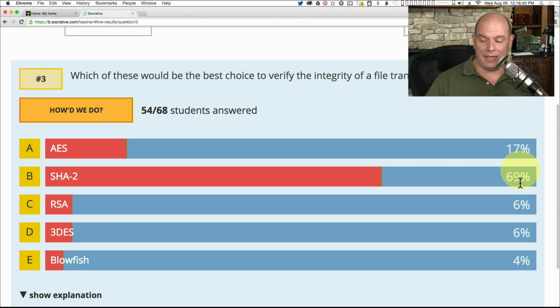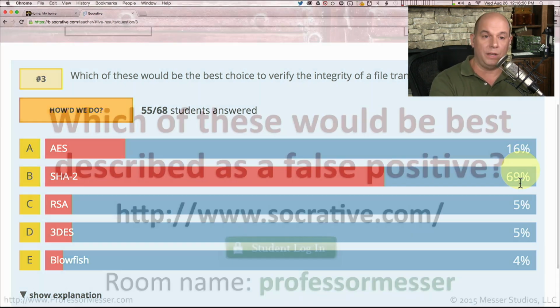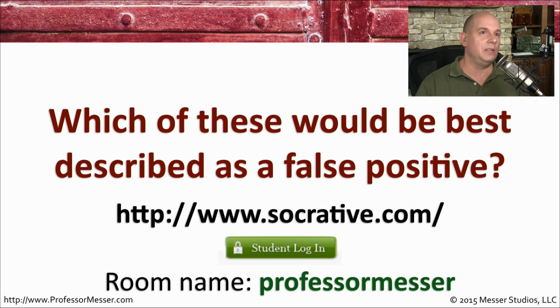So let me see if I can give you one that's maybe changed up a little bit. We're going to see if we understand what some of these terms are that we'll be faced with on the Security Plus exam. So my question for you is, which of these would be best described as a false positive? Let's see if you know which one of these might be a false positive. You're going to run into false positives when you work in security. It's absolutely going to happen.